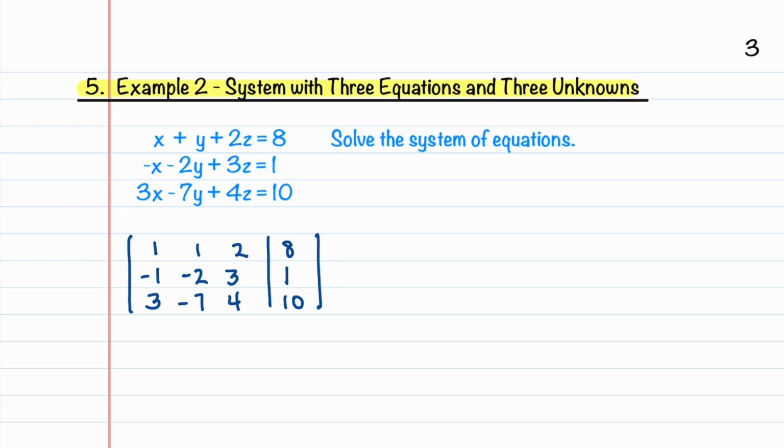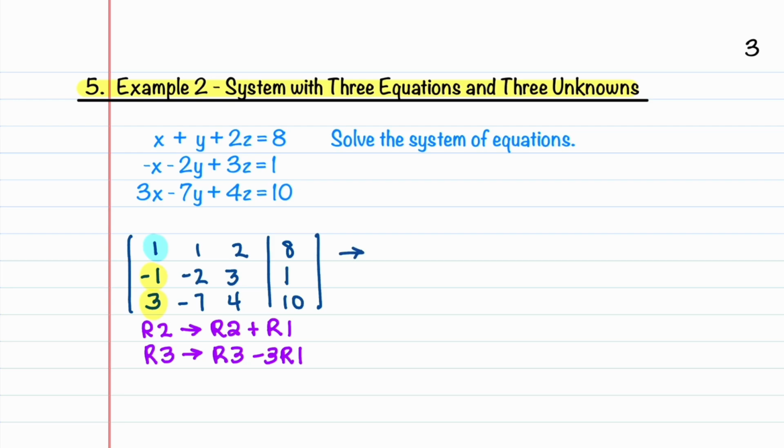Now we're going to start our row operations. We need to get this number and this number equal to a 0, and we're going to use this number to do that. To make our negative 1 a 0, we're going to take row 2 and replace it with row 2 plus row 1 because 1 minus 1 is 0. And then we can do another operation at the same time to make our 3 equal to a 0. To do that, we're going to take row 3 and replace it with row 3 minus 3 times row 1. That way we have a -3 plus a 3 is equal to 0.